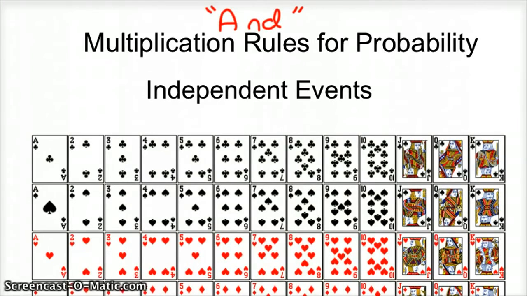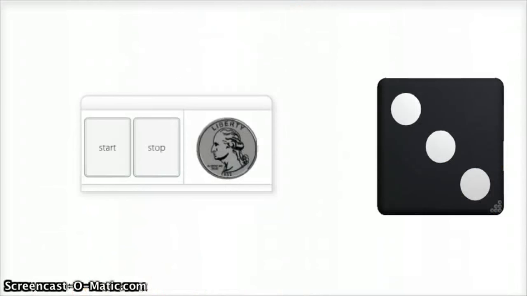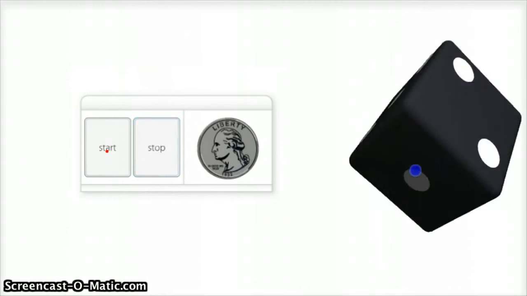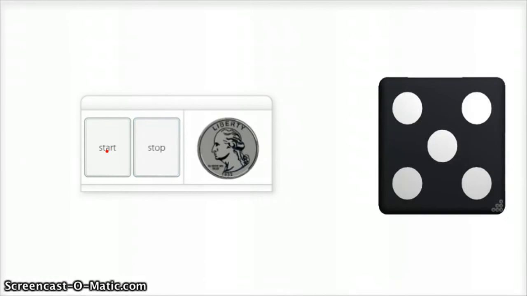That's when the two events do not affect each other. It won't affect each other's probability. So in this case here, I've got a coin and a dice. We can flip the coin, and we can roll the dice independently, and their probabilities have nothing to do with each other. So let's just look at this one.